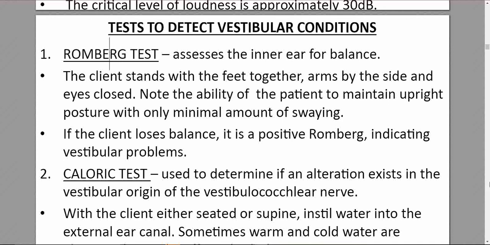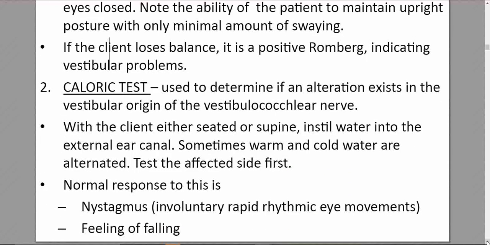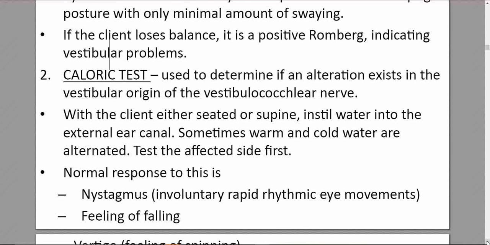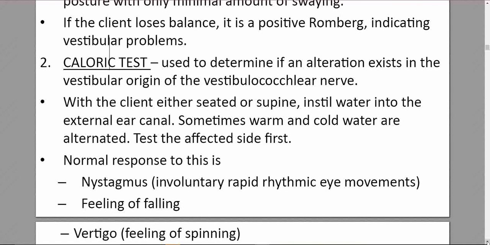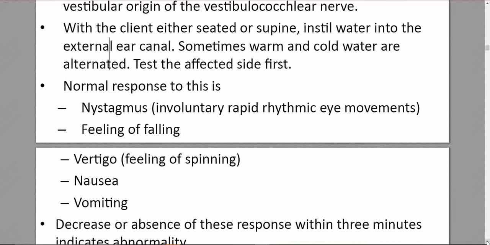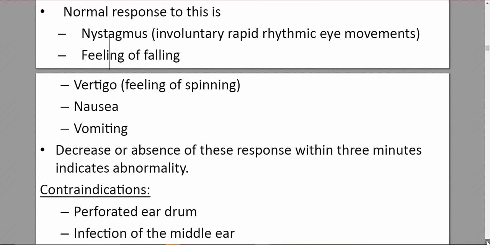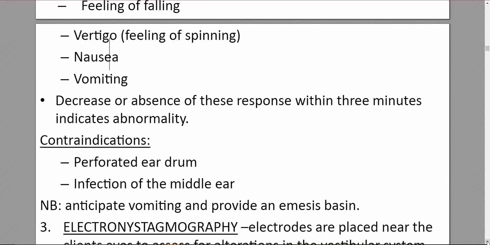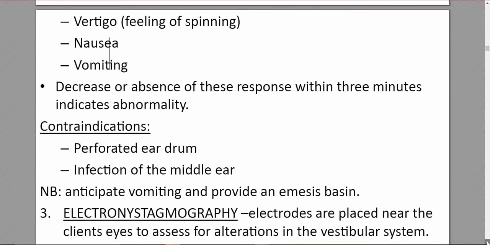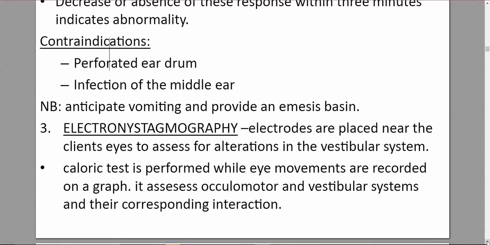Caloric test is another test. It's used to determine if an alteration exists in the vestibular portion of the vestibulocochlear nerve. With the client either seated or supine, instill water into the external ear canal. Sometimes warm or cold water are alternated. Test the affected side first. Normal response to this is nystagmus, involuntary rapid rhythmic eye movement, feeling of falling, vertigo, feeling of spinning, nausea, and vomiting. Decrease or absence of the response within 3 minutes indicates abnormality. Contraindication to this test is if somebody has a perforated eardrum or infection of the middle ear. You should anticipate vomiting and provide an emesis basin.